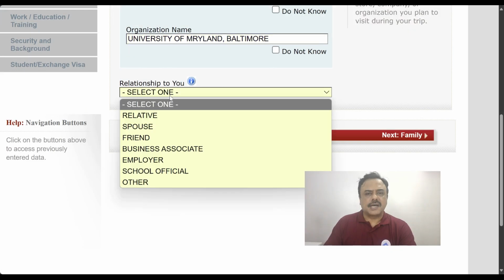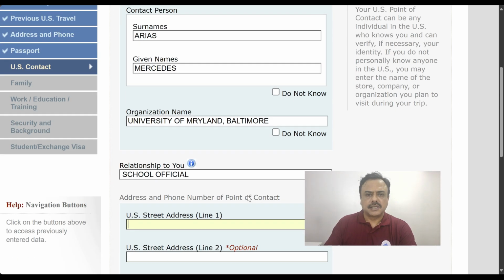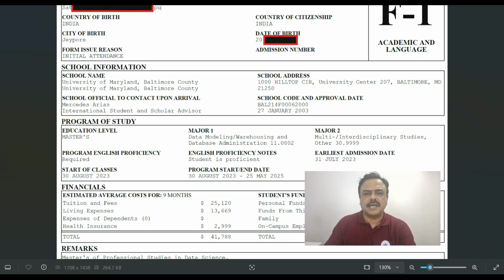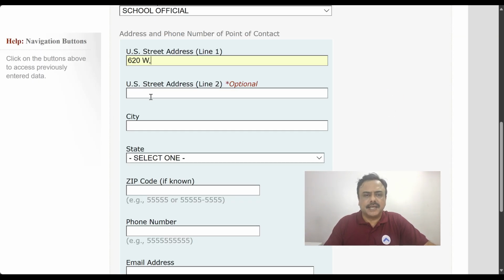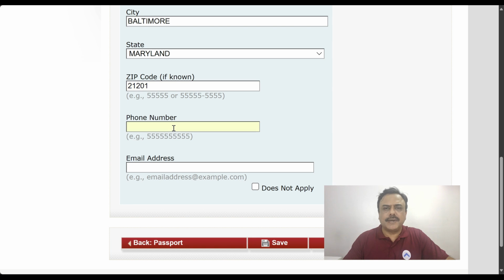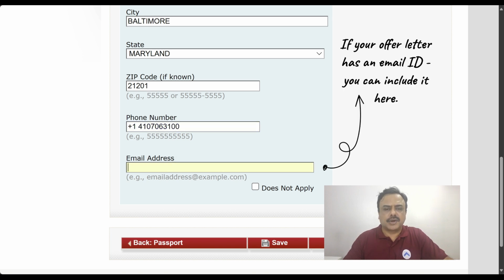It then asks the address and the other contact details of the officials. You can again take the information of the school address from the I-20 and then copy it in here. Zip code is also something that is available in I-20. We don't have the phone number, so what do we do? We go to Google, get to know the phone number of the university, and then I can put it in here. Email address is not known, therefore you could go ahead and mention does not apply.